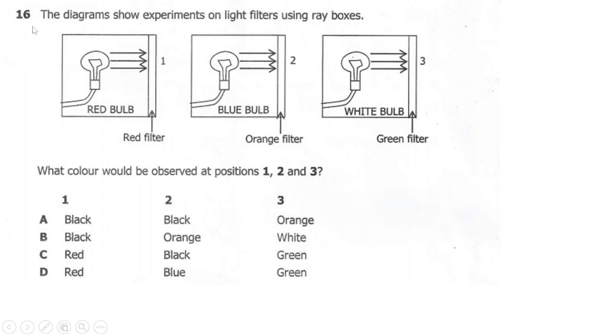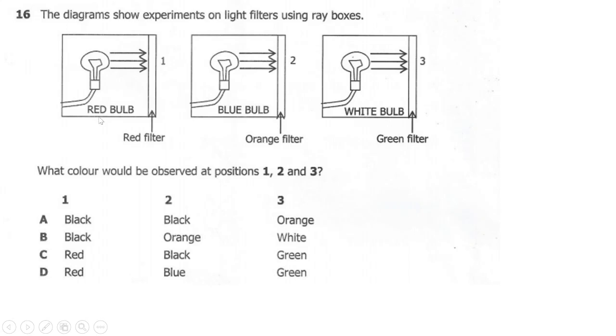Then we go to question 16, which says the diagrams show experiments on light filters using ray boxes. So we have three diagrams, 1, 2, 3. So we have a red bulb, and then we have a red filter. Okay, then here we have a blue bulb, and then we have an orange filter. Then here we have a green filter, and then we have a white bulb. Okay, then they say, what color would be observed at positions 1, 2, and 3?